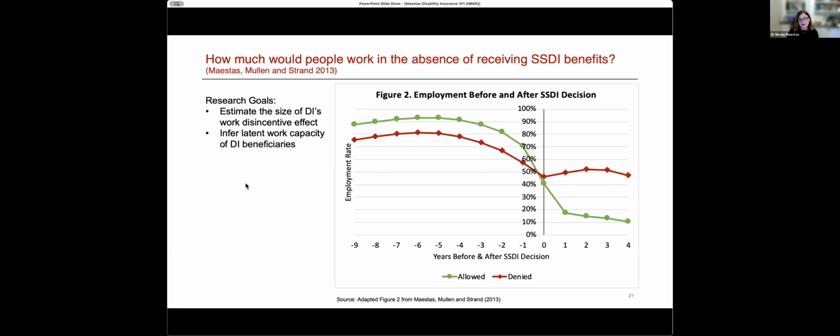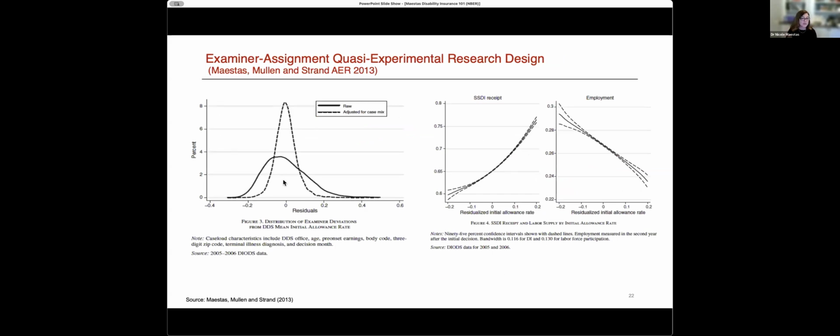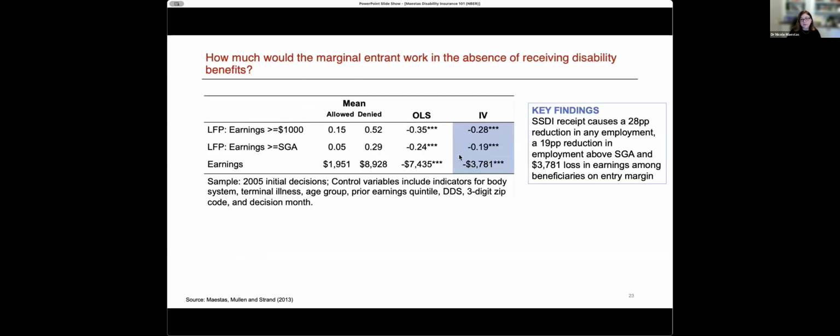We did estimates using the so-called judge design or examiner design, an instrumental variables design, where you use deviations across examiners in the same office in the allowance rate, or award approval rate, of applicants. What we found is that people reduce earnings by about $4,000 when they get DI, which isn't much, meaning the moral hazard effect may not be that big. They reduce employment by about 28 percentage points. That sounds big, but I think we have to take it in context with the magnitude of the earnings loss.